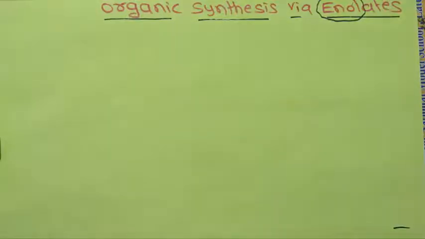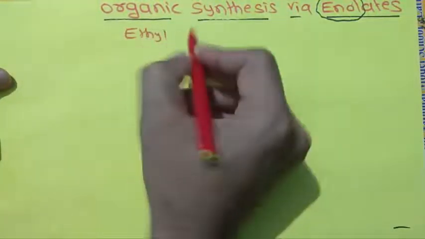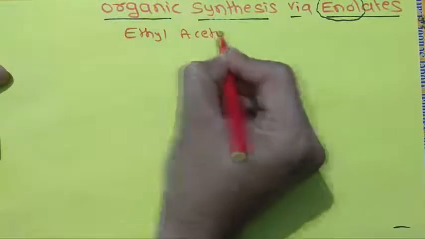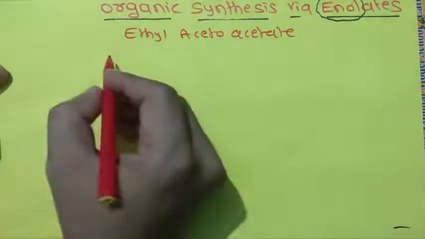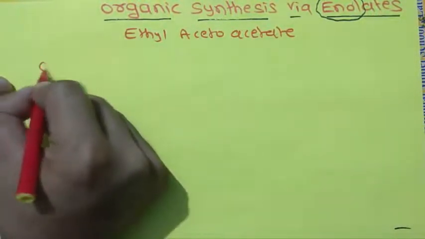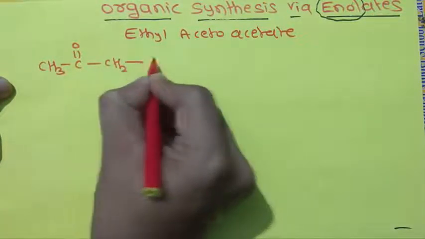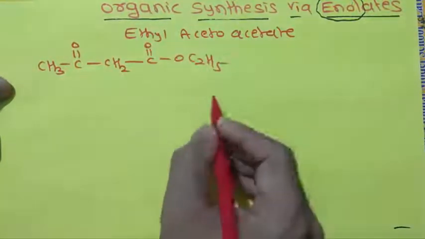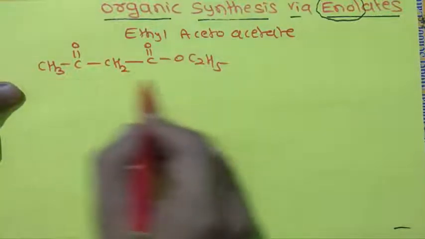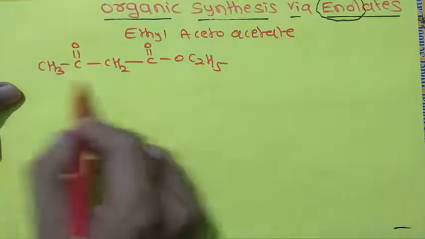In this chapter we take a very good molecule known as ethyl acetoacetate. We can draw the structure of this compound: CH3, C double bond O, CH2, C double bond O, O, C2H5. It is known as ethyl acetoacetate.